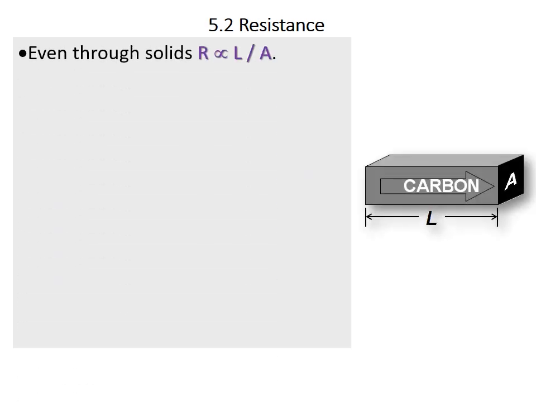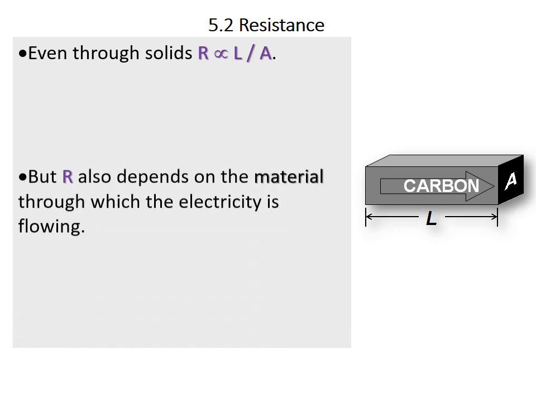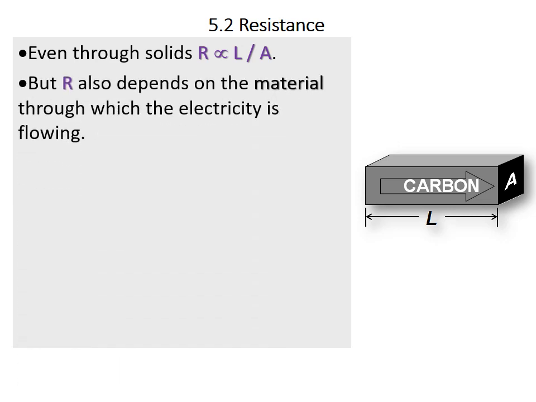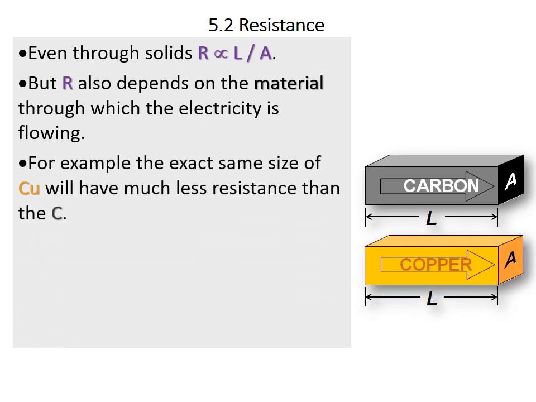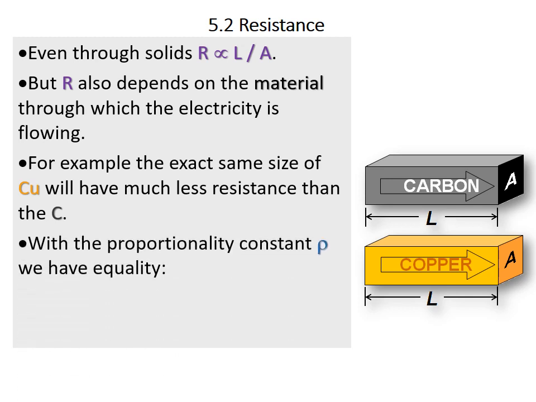So even through solids, resistance is proportional to length over the cross-sectional area. R also depends on the material through which the electricity is flowing. Different materials, different metals, different compounds have different crystalline structures, different reduction potentials, etc. It makes it harder or easier for the sea of electrons to flow through them. For example, the exact same size of copper will have much less resistance than carbon.